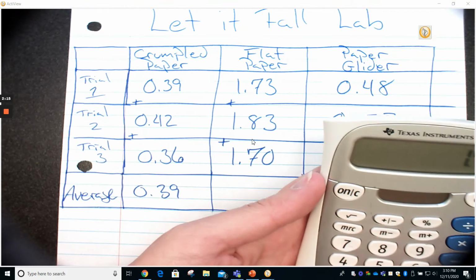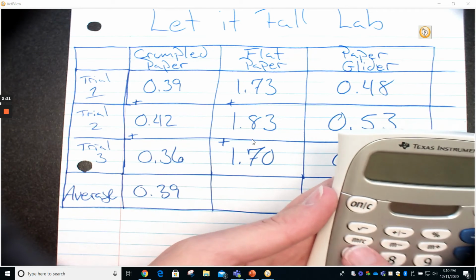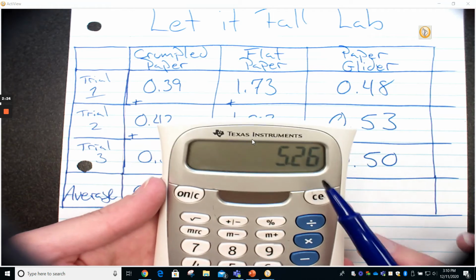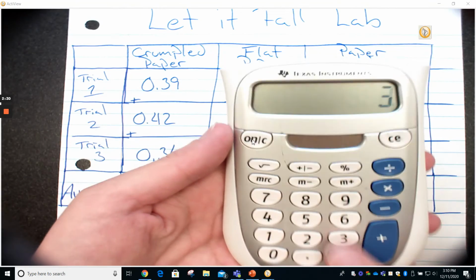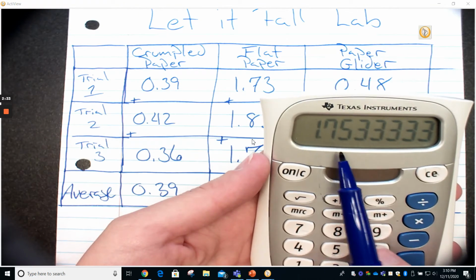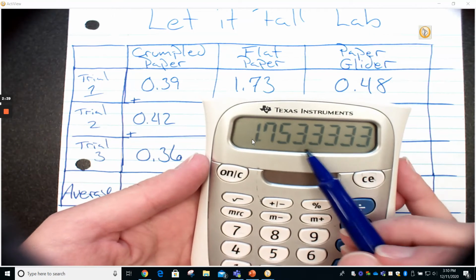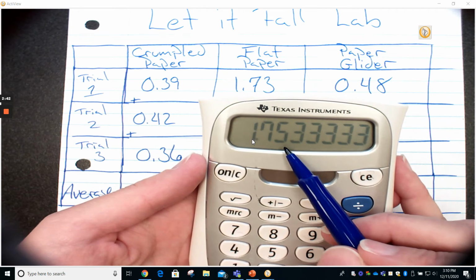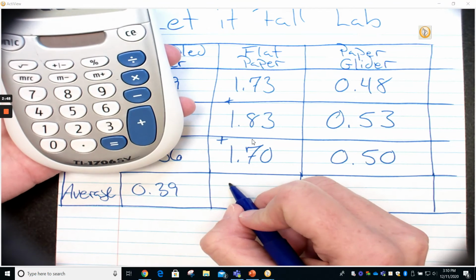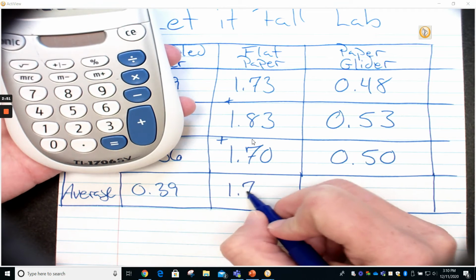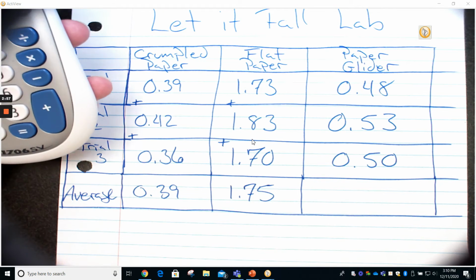So 1.73 plus 1.83 plus 1.70 equals 5.26. And remember, we've got 1, 2, 3 trials, so we're going to divide this number by 3, and that equals 0.753. How many decimal places does Miss McCoy want? Just 2. So if we round this, is that 3 going to change that 5 into anything? Well, no, it's not, because it's 4 or less, okay? So we're going to put our average time of fall for the flat paper was 0.75. So there's our average time of fall for the flat paper.